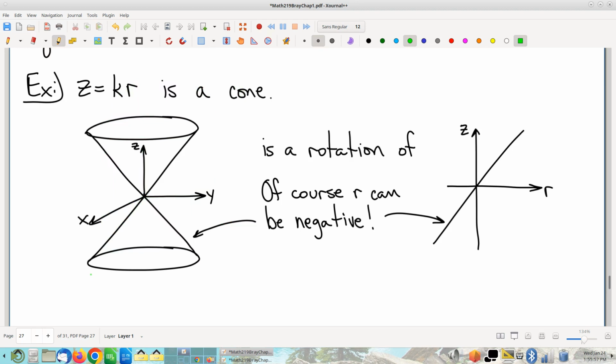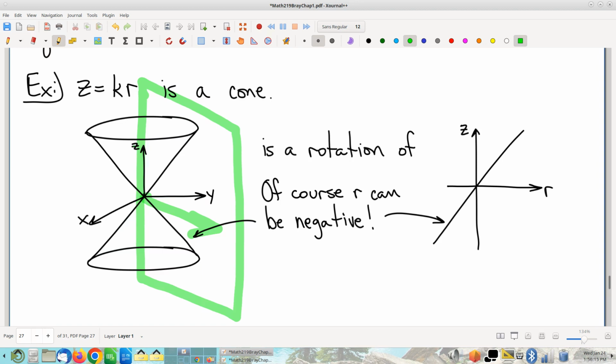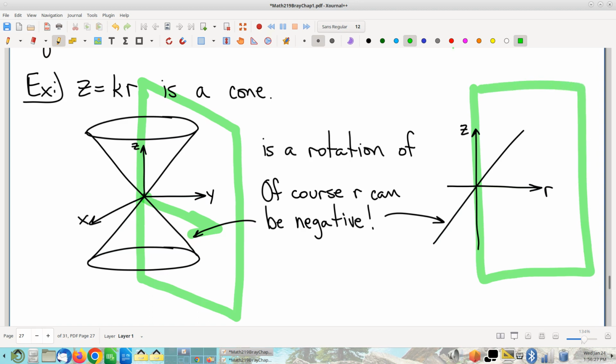So if I want to understand this, I can pick any value of theta. For whatever reason, I'm just going to take a value of theta like that. I'm going to draw a full kind of half plane like that, representing that value of theta. What's going on in this half plane? Well, there it is. What does this equation look like? Looking at z just as a function of r, in other words, in a zr kind of slice, z equals a multiple of r is just a line.